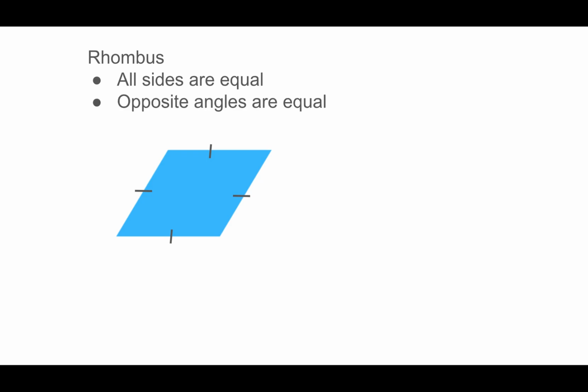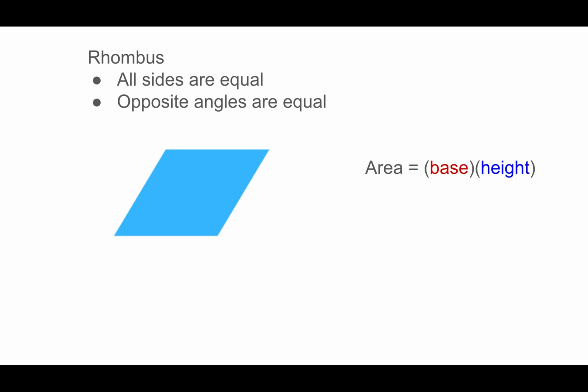Now let's look at the rhombus. In a rhombus, it's similar to a square in that all sides are equal. But in a square, all the angles are also equal. They're all 90 degrees. In a rhombus, it's similar to a parallelogram for its angles. We'd say that all sides are equal and opposite angles are equal. So these two are the same measurement and these two are the same measurement.